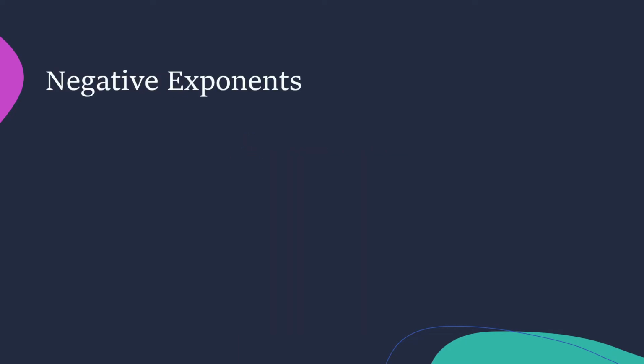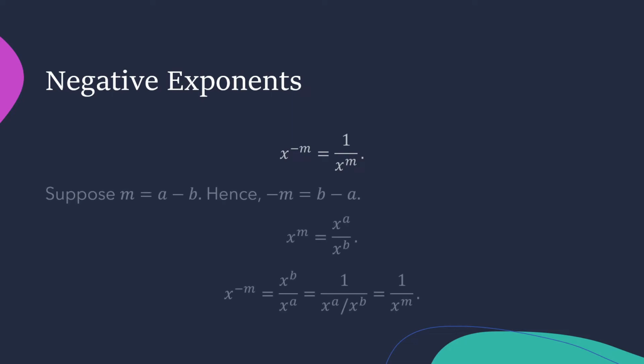Alright, now let's do negative exponents. And negative exponents basically means a reciprocal of the positive exponent, or x to the minus m is equal to 1 over x to the positive m.